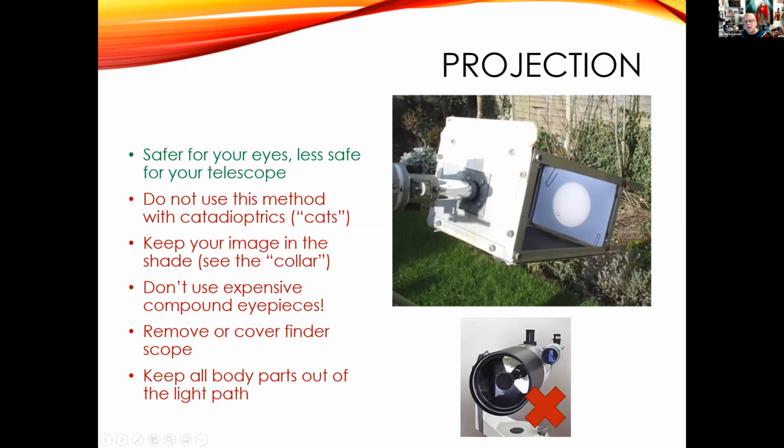To see as much contrast as possible, you want to keep your projection screen in the shade, which is why you'll notice there's sort of this collar here on the telescope. And to be safe, you want to remove or cover your finder scope and keep all body parts out of the light path.